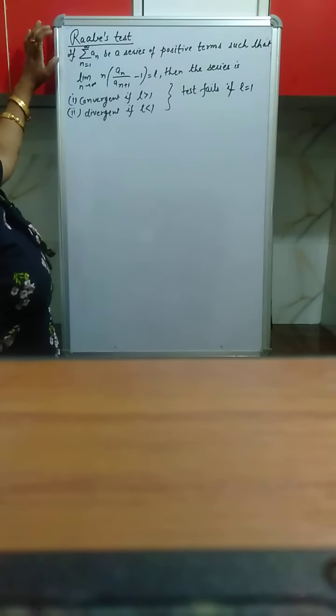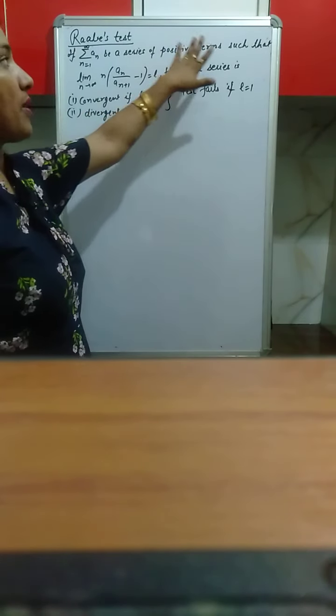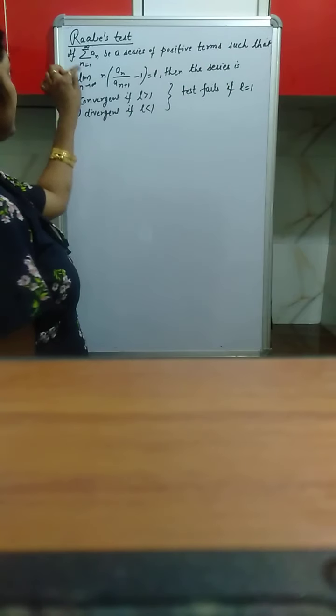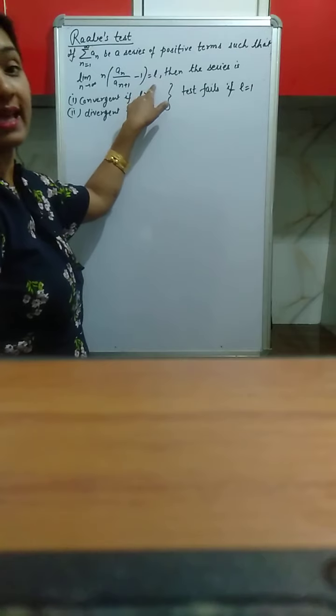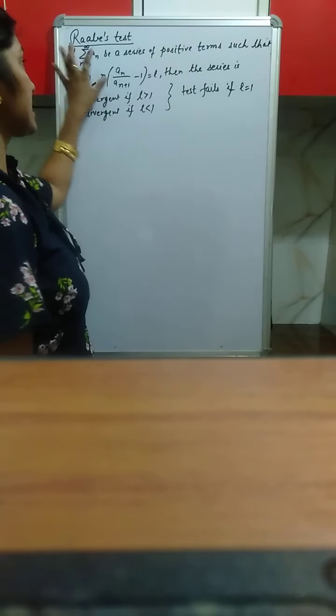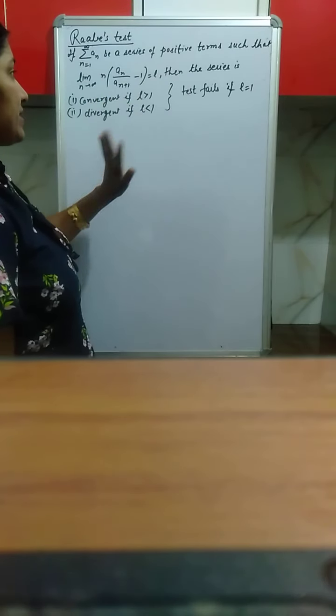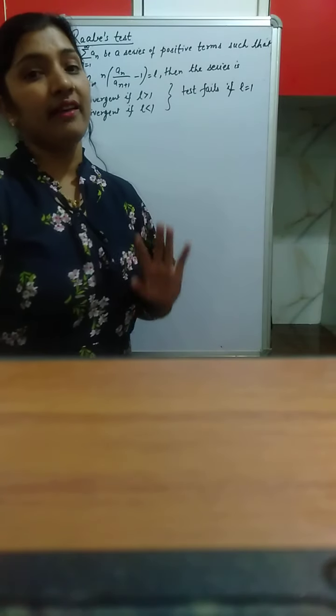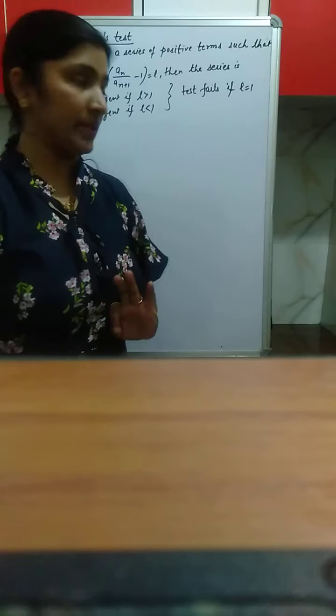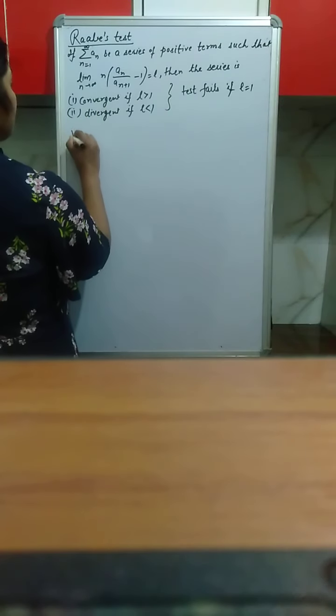So, the statement is, if summation u_n is a series of positive terms such that the limit as n approaches infinity of n into (u_n upon u_{n+1} minus 1) is L, then this series is convergent if L is greater than 1, divergent if L is less than 1, and this test fails when L is equal to 1. Okay, so let us prove it. Proof.